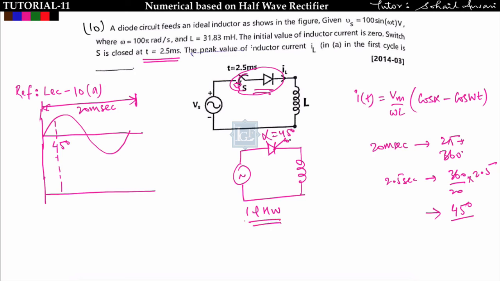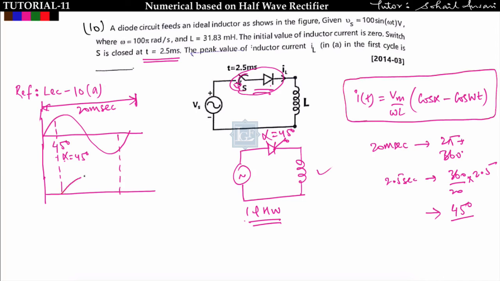I am replacing this switch and diode with a thyristor because this switch was closed at t equal to 2.5 millisecond, that is at an angle of 45 degree. So I can write alpha equal to 45 degree. In this case the current equation I was getting is Vm upon omega L into cos alpha minus cos omega t. The maximum current I was getting at pi, and this is 45, and the extinction angle is equal to 2 pi minus 45, that is 315 degree.